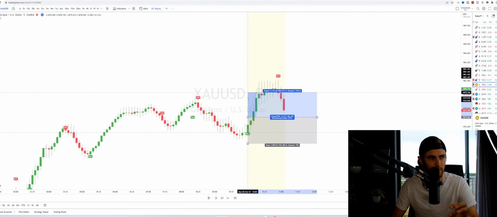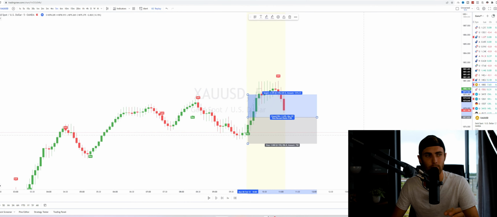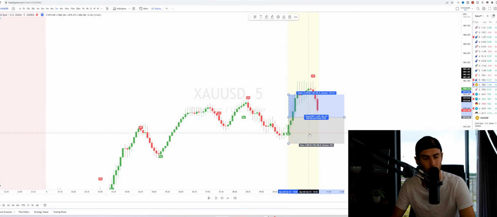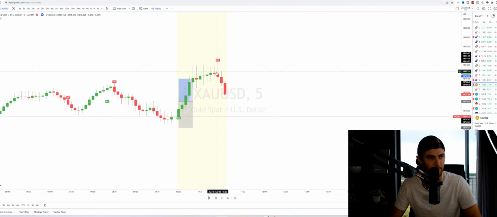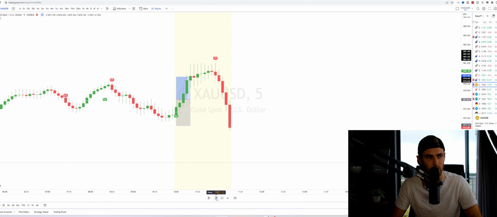So over here, on this red candle, as soon as that formed, I would have closed at about 24 pips. As you can see, we ran about a 1-to-1 risk to reward, and this is how you scalp gold using the strategy. Let's continue running until we get to the US session.